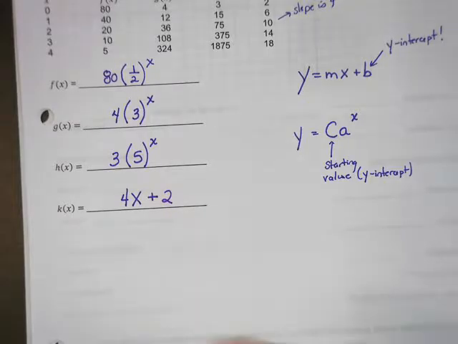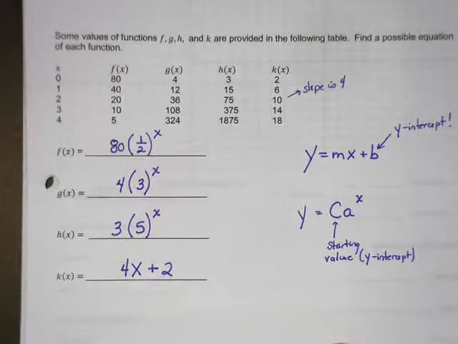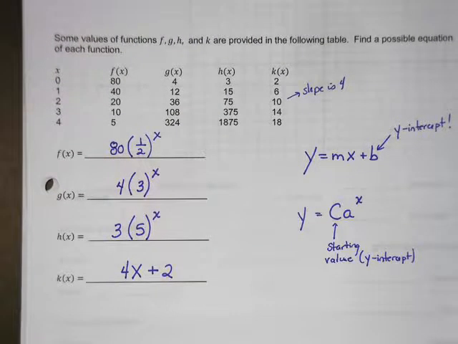Now look, I said in the previous page that if a is bigger than 1, it's a growth factor. And if a is stuck between 0 and 1, it's called a decay factor. So this is a decay factor. Now look what's happening to my values as x gets bigger. They're shrinking. They're getting smaller.